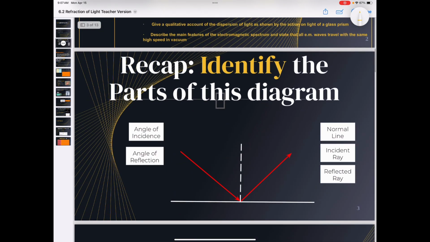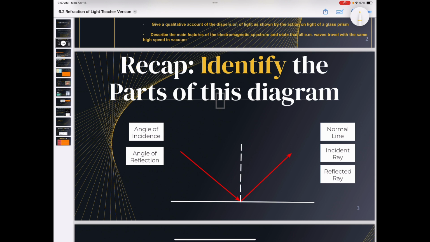Let's start with just a quick recap of different parts of the reflection diagram that you were given earlier. You should be able to identify the angle of incidence, the angle of reflection, the normal ray, incident rays, and reflected rays when given a diagram that looks like this.